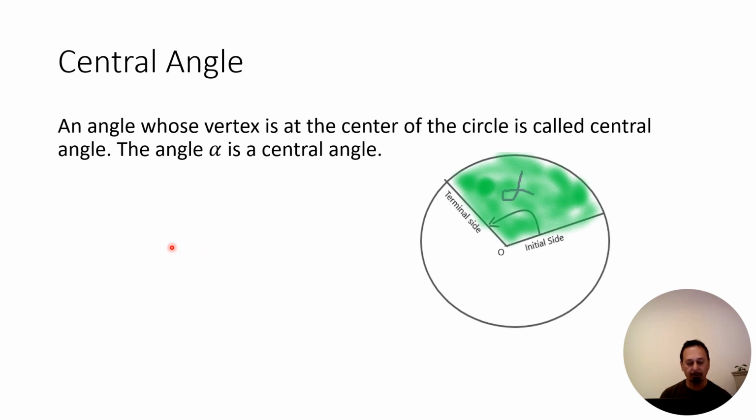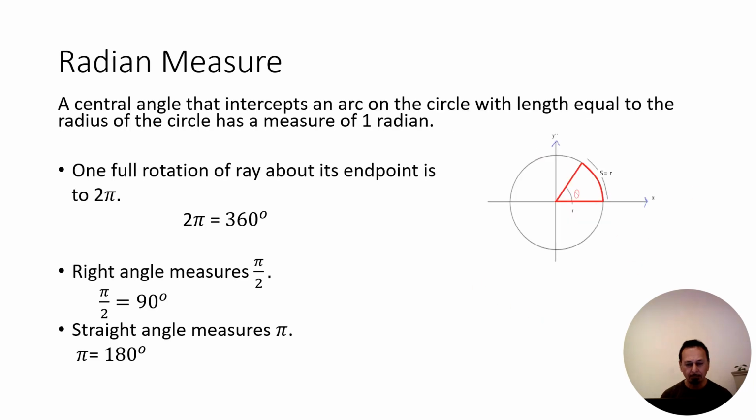What is a central angle? An angle whose vertex is at the center of the circle. In this example, alpha is the central angle because its vertex is at the center of this circle. Angle in radian measure: a central angle, like here theta, intercepts an arc on the circle, and if this arc is equal to the radius, then theta equals 1 radian.